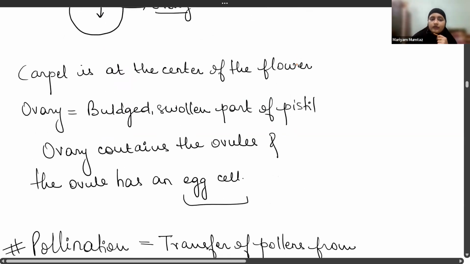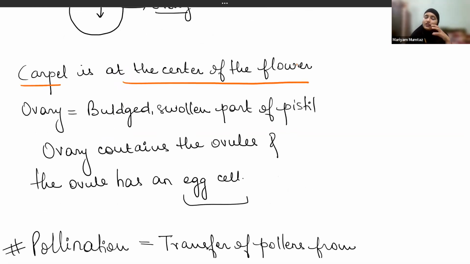Now, usually the carpel or the pistil is at the center of the flower. The situation of the carpel in a flower is central. The ovary is the bulged, swollen part of the pistil. The ovary contains the ovules, and the ovule has an egg cell. Inside the ovary, ovules are present, and inside the ovules, the egg cell is present. Is it clear?